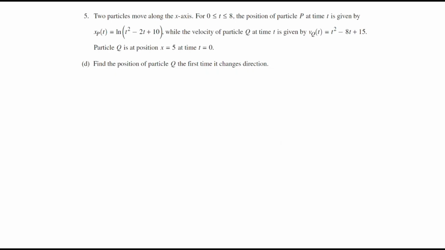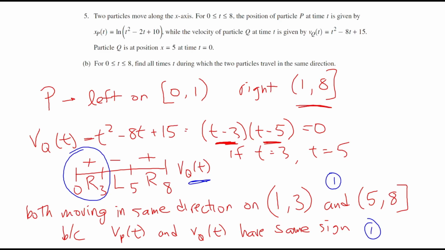And part D here says find the position of particle Q the first time it changes directions. Well, let's go back to part B again. The first time that particle Q changed directions, it went from right to left at t equals 3.